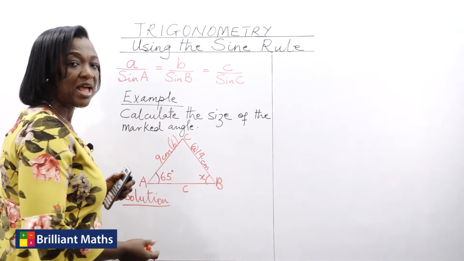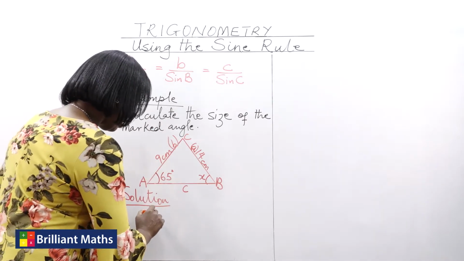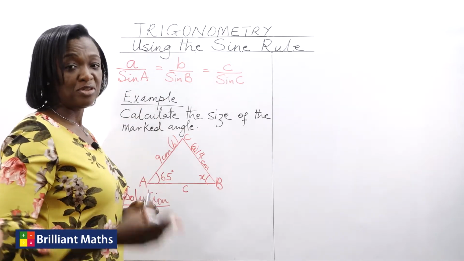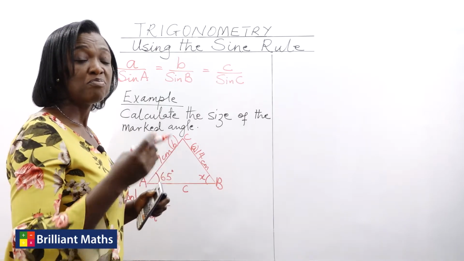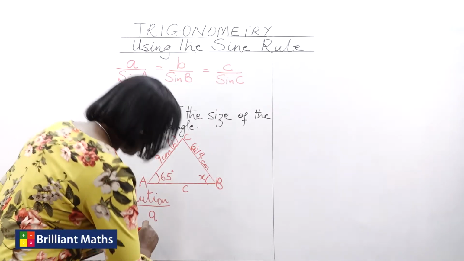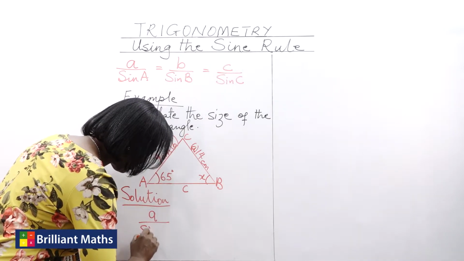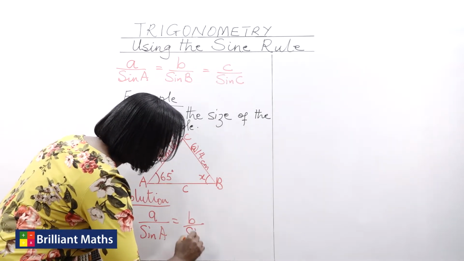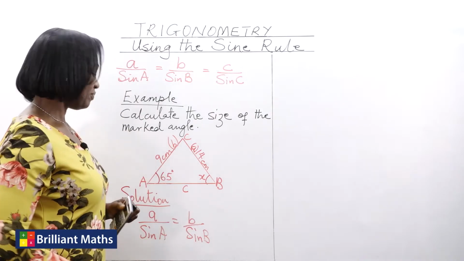So we can then apply our rule. Learn to write the formula every time before you use it. It helps you to memorize it quickly. So a over sine A is equal to b over the sine of angle B.